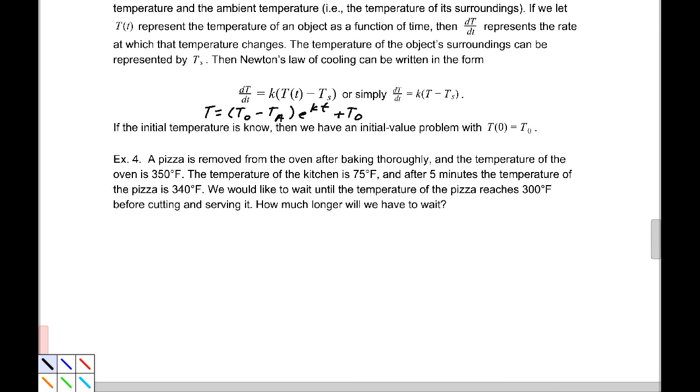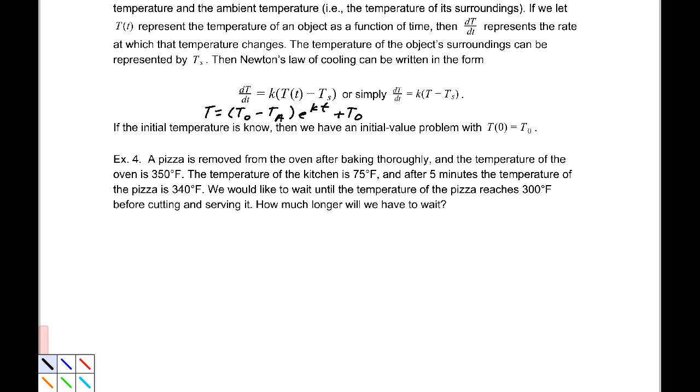All right, now let's dive in and then we'll get back to some of our vocabulary. A pizza is removed from the oven after baking thoroughly, and the temperature of the oven is 350 degrees Fahrenheit. The temperature of the kitchen is 75 degrees Fahrenheit, and after 5 minutes, the temperature of the pizza is 340 degrees Fahrenheit. We would like to wait until the temperature of the pizza reaches 300 degrees before cutting and serving it. How much longer will we have to wait?